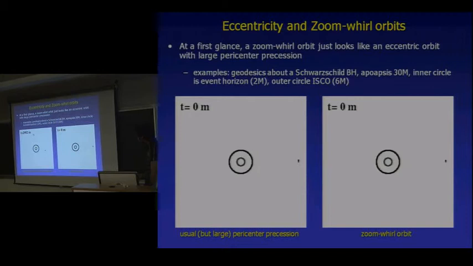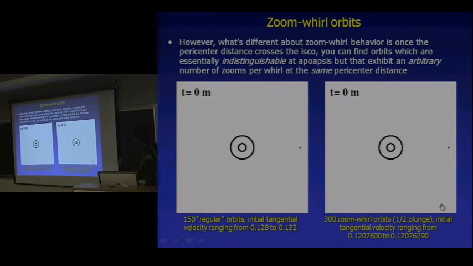The zoom-whirl orbit is a bit different. Here's an example of a zoom-whirl orbit. One difference is that the point of closest approach is within the ISCO. So here it goes, but instead of just precessing a bit, it whirls around for a large amount of time. It zooms out to some distance, comes in, whirls around several times, and that repeats. The difference is that once you cross the innermost stable circular orbit, there aren't stable orbits anymore.